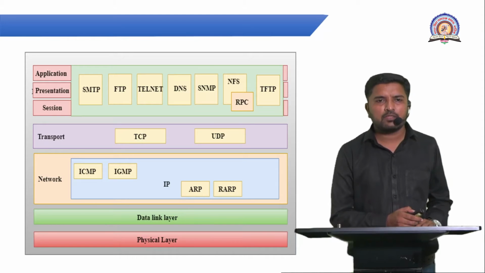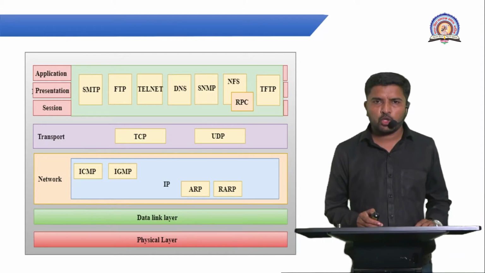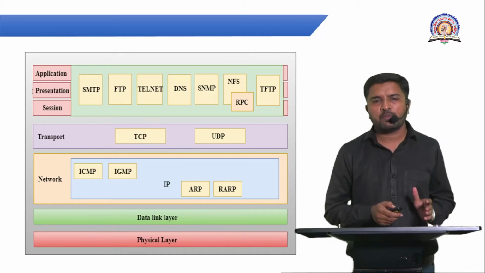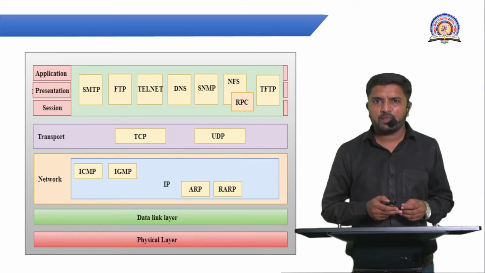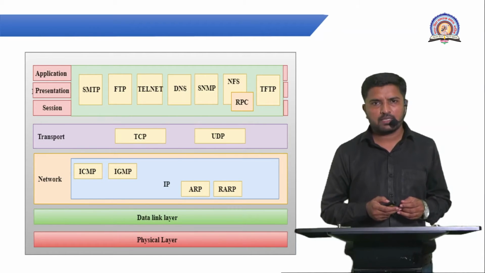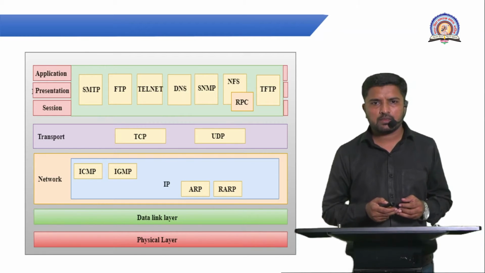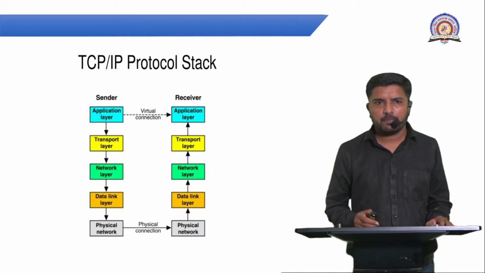Again, it has various protocols such as SMTP, Simple Mail Transfer Protocol, and FTP, File Transfer Protocol. Whenever we have to transfer a file from one network to another network, we can use FTP. Then Telnet, which can be called terminal network. Then DNS, then SNMP, NFS, then RPC, and last is TFTP. Likewise, various protocols are available in the application layer.